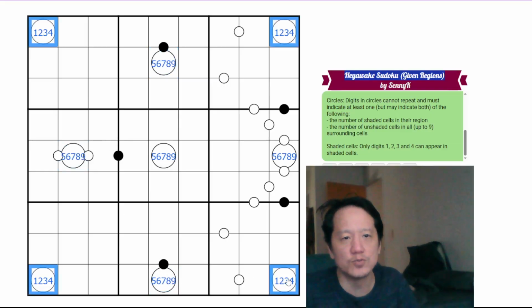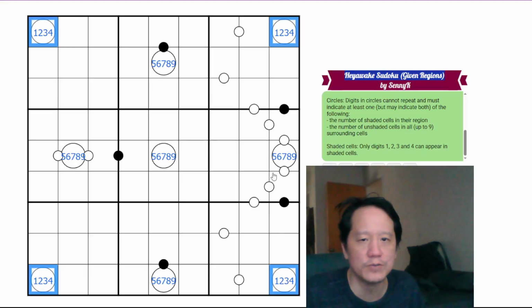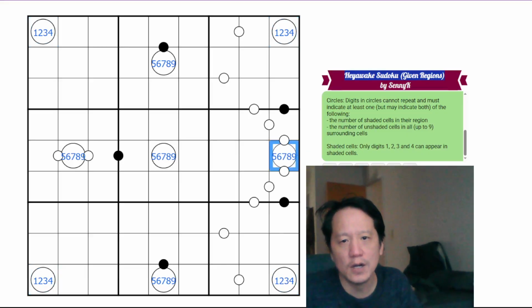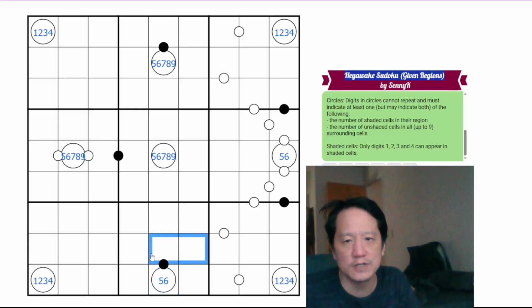Because we have the digits 1 through 4 all in a row, this has to be the number of unshaded cells. It must be 5 or 6. Same here, this is 5 or 6, because the number of shaded cells can only be 4 at most. This can't be 5 because it's next to a black Kropke dot. So this must be 6 and 3.